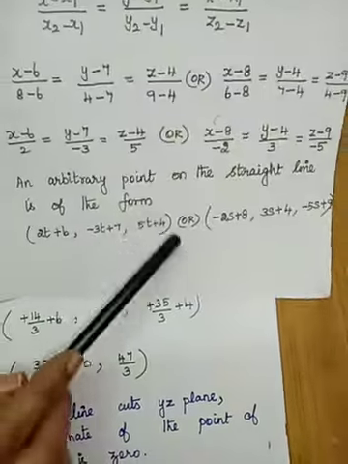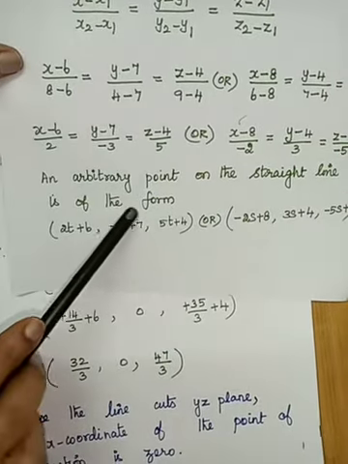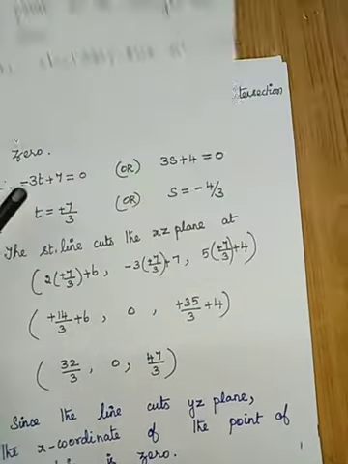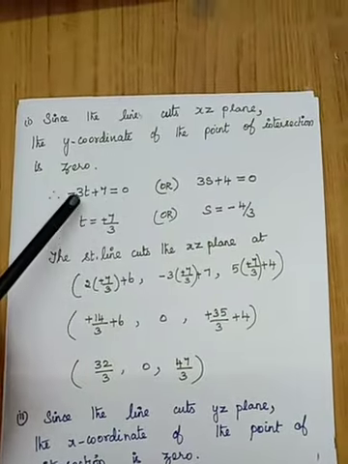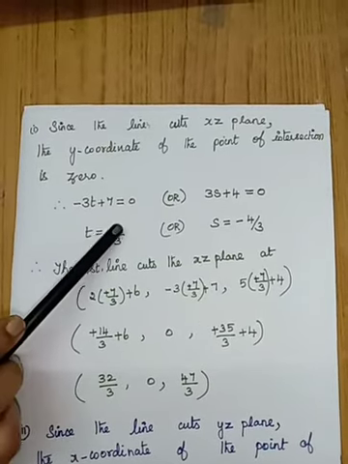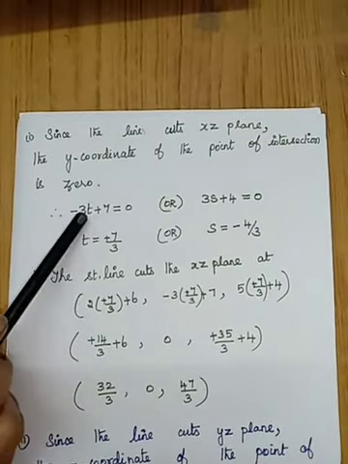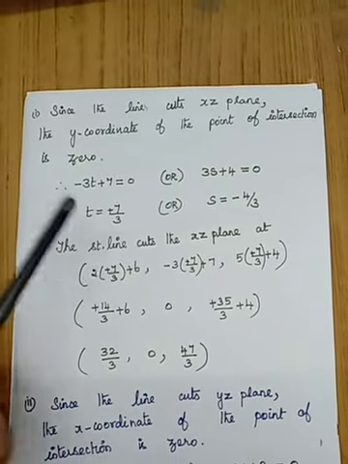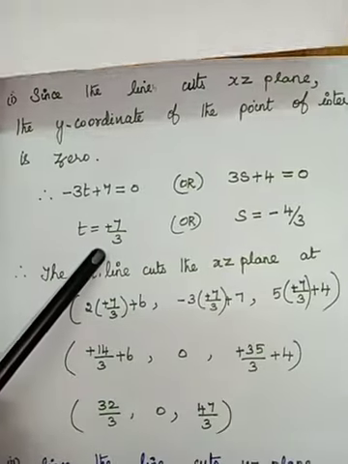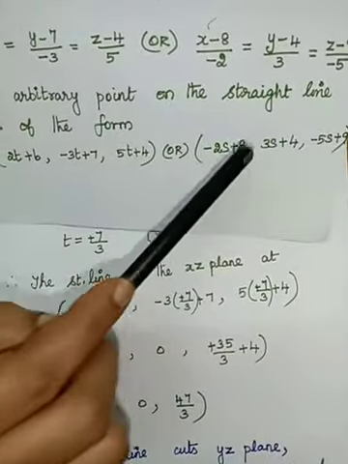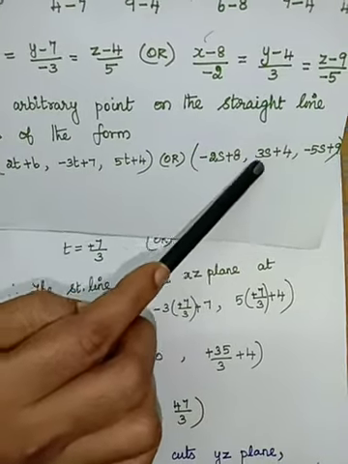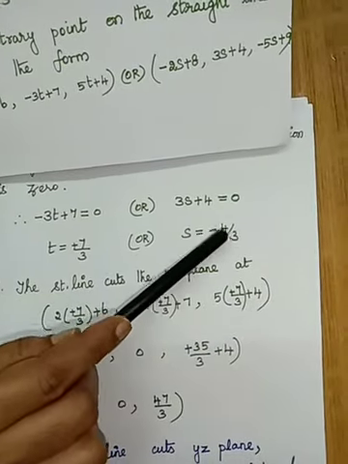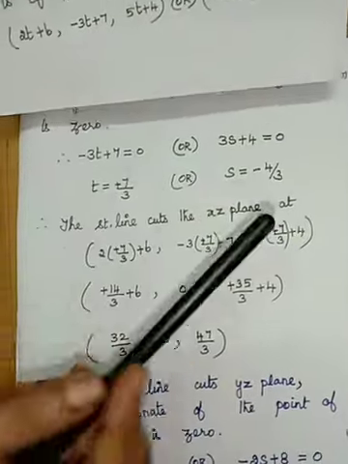So see the y coordinate. Here you will have minus 3t plus 7, so minus 3t plus 7 is equal to 0. So you will get what? t is equal to 7 by 3. So minus 3t is equal to minus 7, the minuses cancel, 3t is equal to 7, t is equal to 7 by 3. Here also, if you consider this point, the y coordinate will become 0, so 3s plus 4 is equal to 0, s is equal to minus 4 by 3. Either one can be taken.